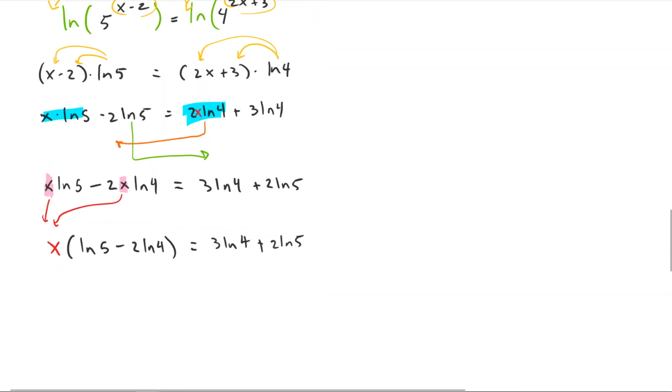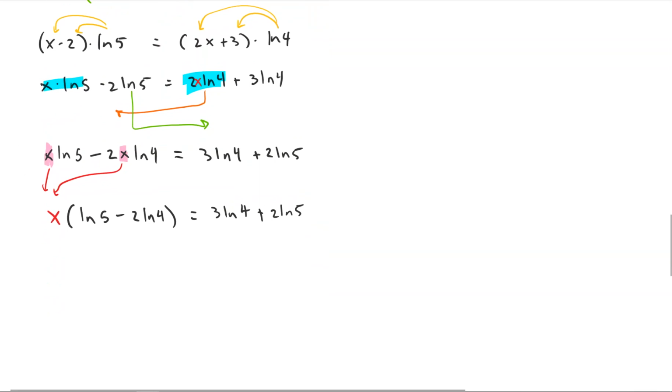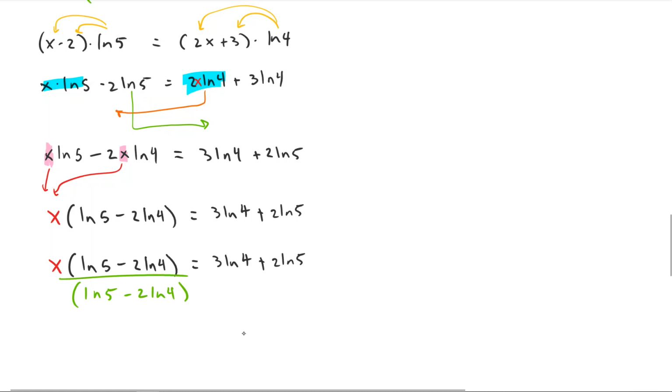Last step is we will want to divide away the stuff that we don't want to have on there. So I just copied and pasted that line, and now we have the ln of 5 minus 2 ln of 4. We will divide both sides by the same thing: ln of 5 minus 2 ln of 4.